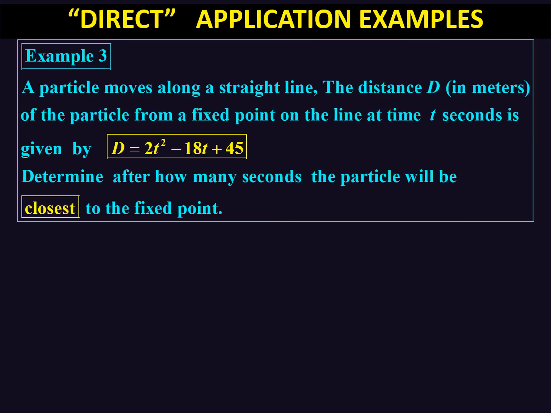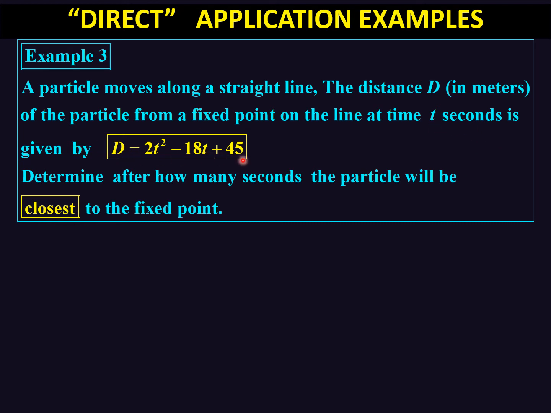Let's go to a third example. A particle moves along a straight line. Right? Or an object moves along a straight line. A car moves along a straight line. Distance d in meters of a particle from a fixed point on the line at time t, so the time is in seconds, is given by.